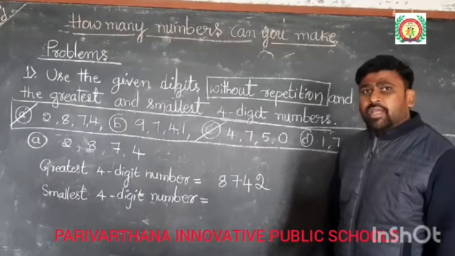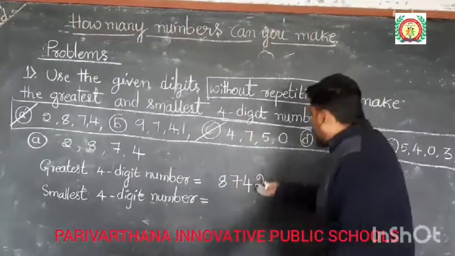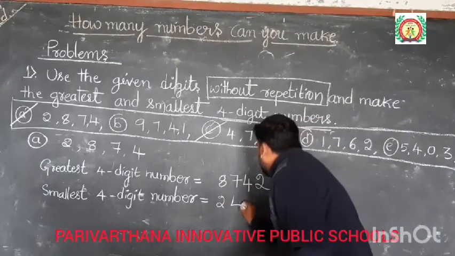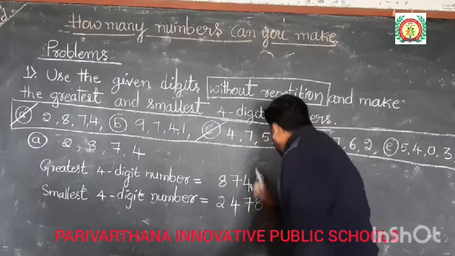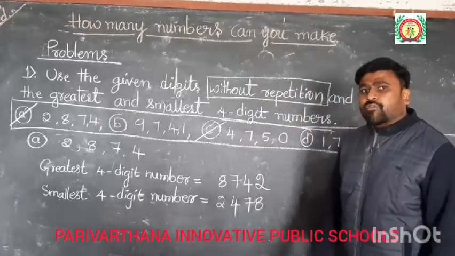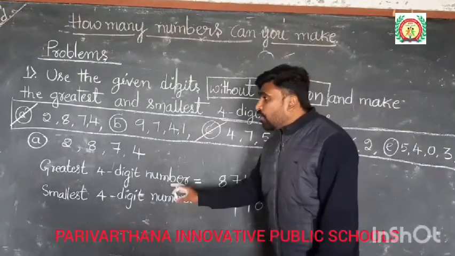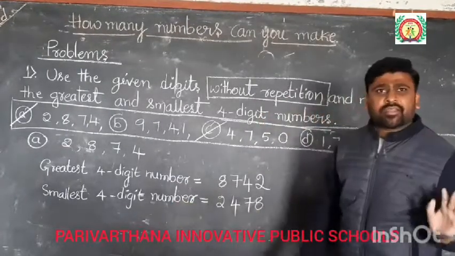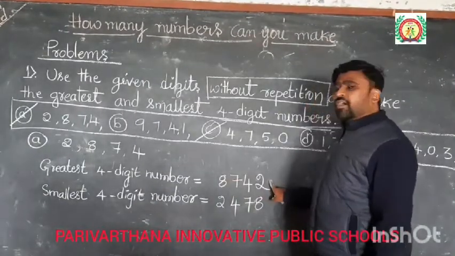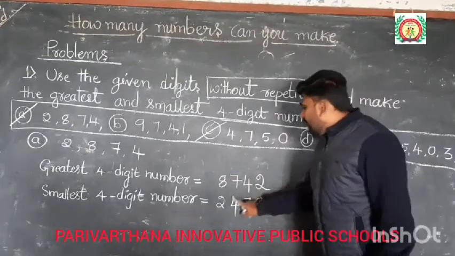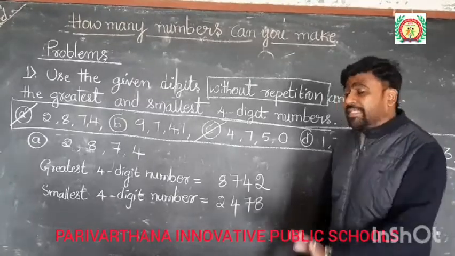Therefore, the greatest 4 digit number is 8742. Clear? Next, smallest means small number to big number. Write it in reverse, that is the answer: 2478. Small number to big number, 2478 will be the smallest 4 digit number. This is one simple technique. Understood? Arrange the numbers in descending order, it will be the greatest number. Ascending order, it will be the smallest number. This is the first problem answer.